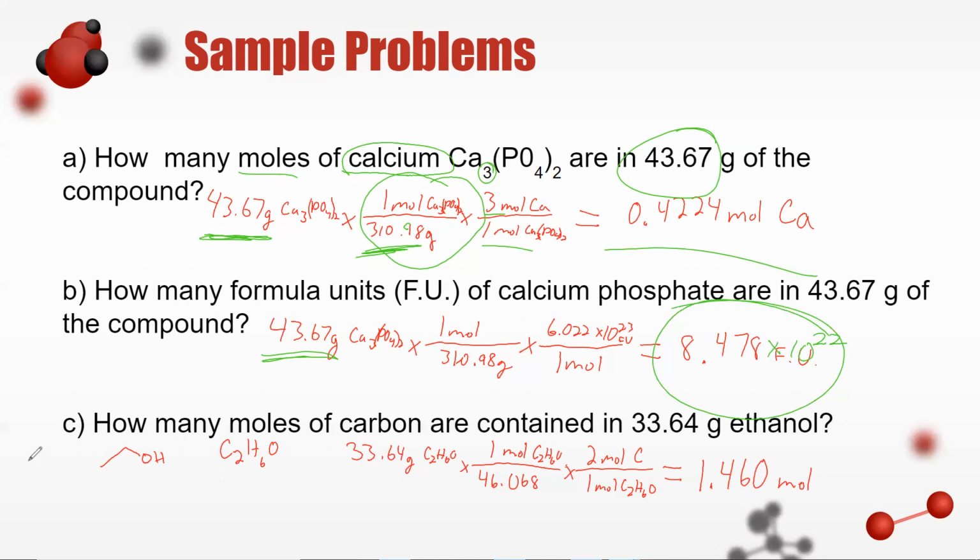This last one required a little bit of figuring on your part. So it asks how many moles of carbon are contained in 33.64 grams of ethanol. You have to know what ethanol is and know how to draw it to figure out what your formula is. So ethanol, ETH, that means that there are 2 carbons. So carbon 1, carbon 2. That ol suffix means there is an OH group bonded on there.